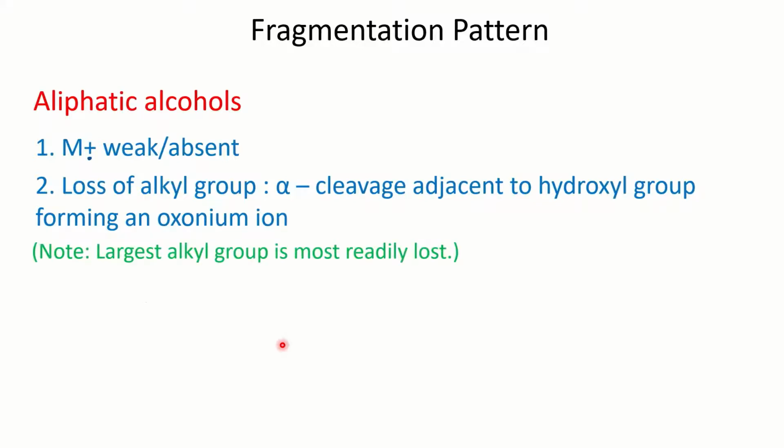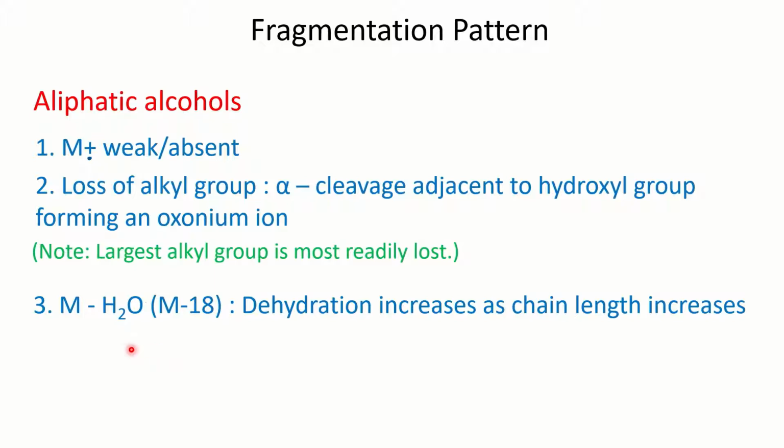The thing which we have to keep in our mind is if the alcohol is asymmetrical, meaning you have a longer chain of alkyl group on one side of the functional group and a smaller alkyl group on the other side, then the largest alkyl group will be released first. Okay, because it is going to be released as a free radical, and the longer the chain of the free radical, the more stability it has.